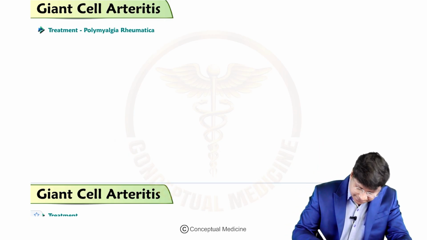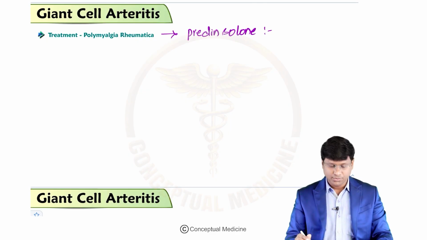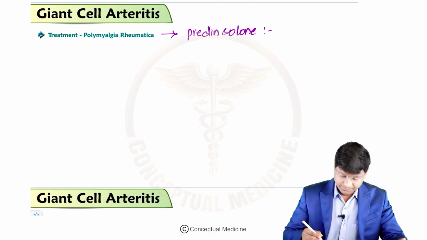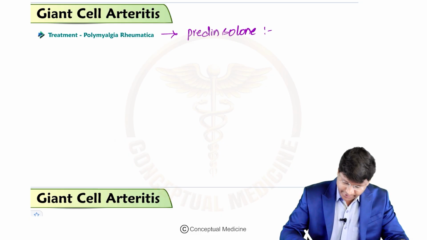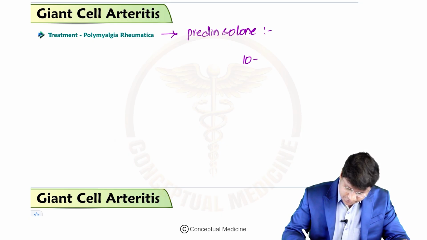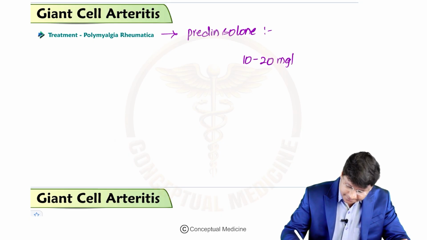These patients have to be treated with prednisolone. The dosage of prednisolone in case of polymyalgia rheumatica is around 10 to 20 milligrams per day orally.